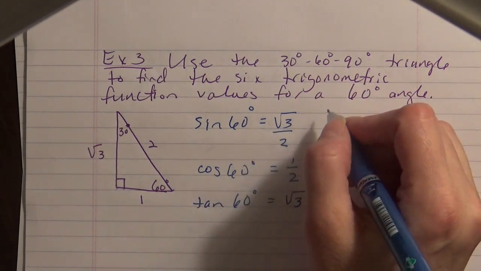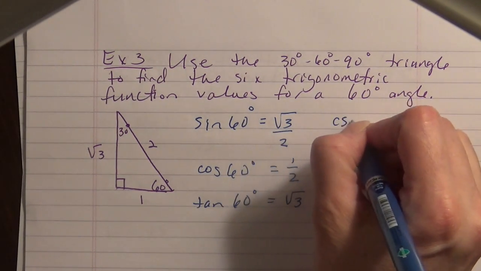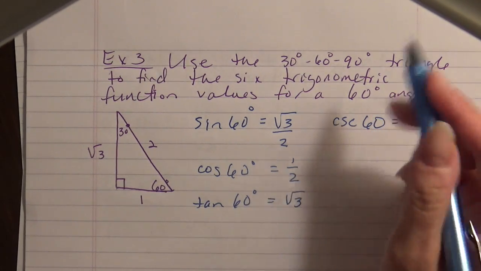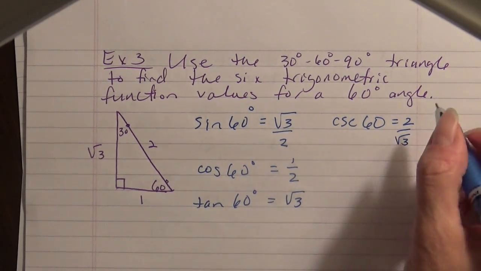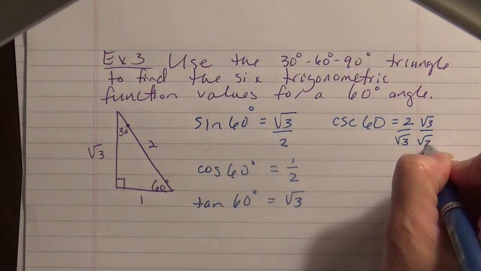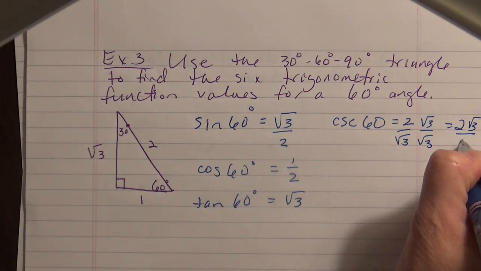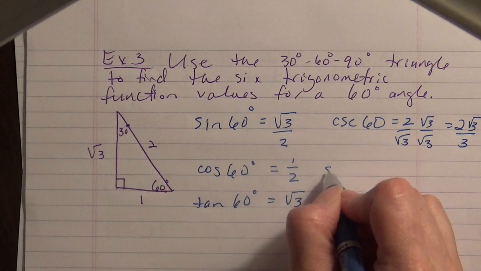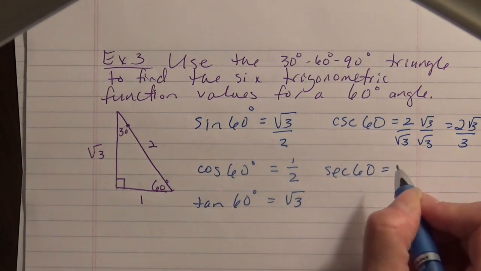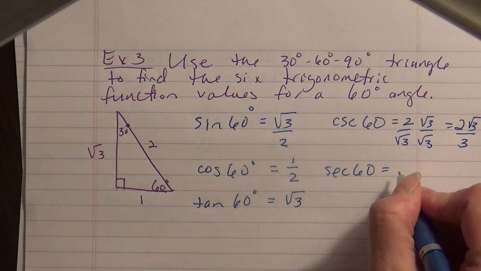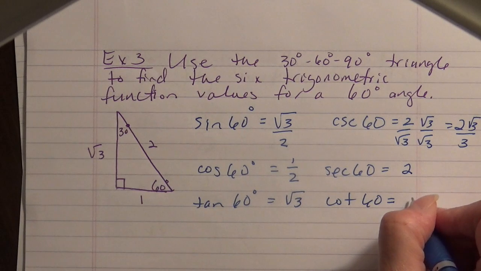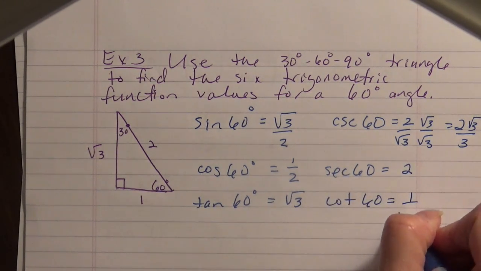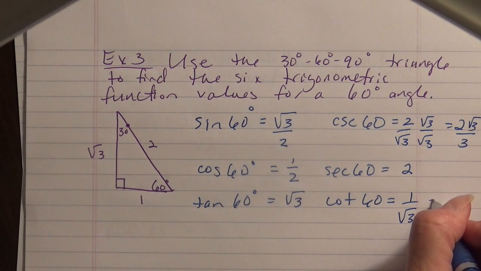And then we'll keep going. We'll find cosecant 60. We'll get that by doing the reciprocal of sine, so 2 over square root 3. And then we rationalize the denominator. That gives us 2 square root 3 over 3. Secant 60 is going to be the reciprocal of cosine, so that's 2. Cotangent 60 is going to be the reciprocal of tangent, 1 over square root 3. Rationalize the denominator. It'll be square root 3 over 3.